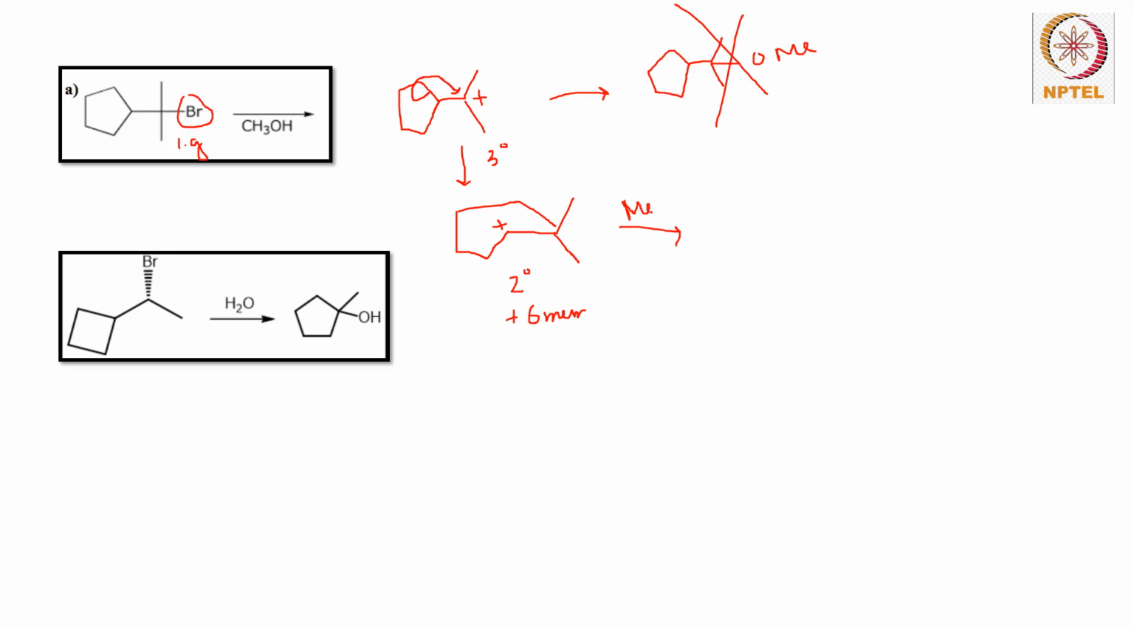So whenever there is a substitution, you have to think about ring bond shift. There will be a methyl shift to this place, writing a carbocation here. So now this is 3 degree plus 6 member. So this is the most stable form. So the nucleophile will attack and give us this as the product. Okay, understood? Let's go to the next one.